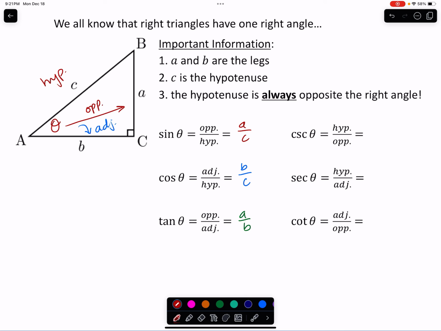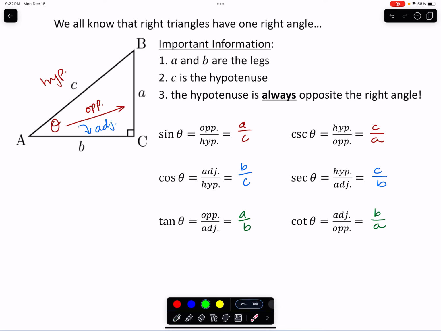The cosecant is the reciprocal function of the sine. So to get the ratio for cosecant, you just take the reciprocal of the sine ratio. So it's going to be the hypotenuse side divided by the opposite side. So it's going to be length C divided by the length A. The secant is the reciprocal of cosine, so it's the hypotenuse divided by the adjacent. So that's going to be C divided by B. And lastly, the cotangent is the adjacent divided by the opposite. That's the reciprocal of tangent. And so it's going to be B divided by A.